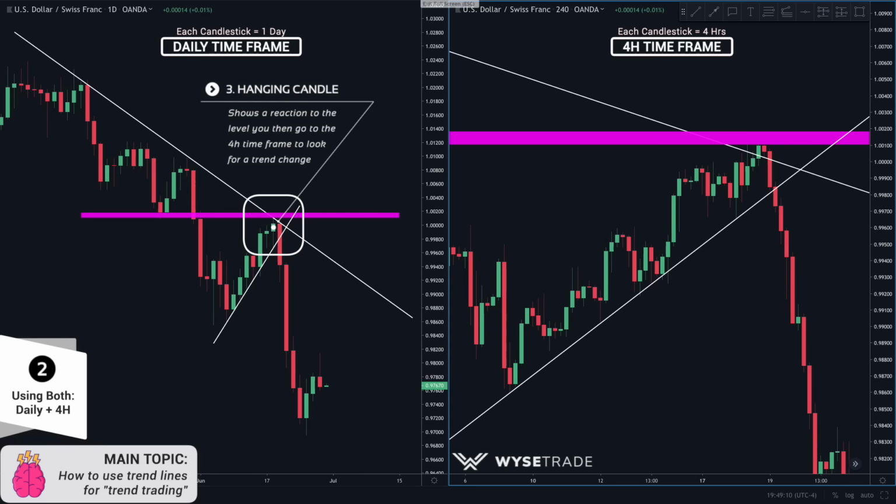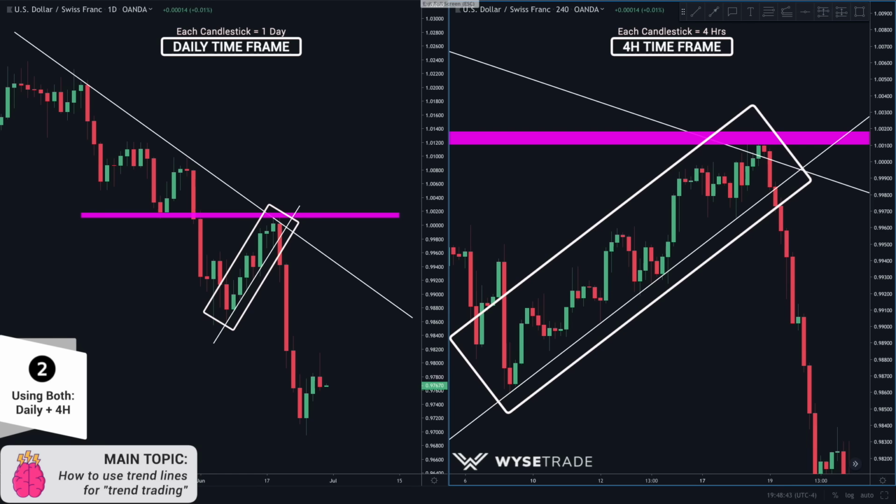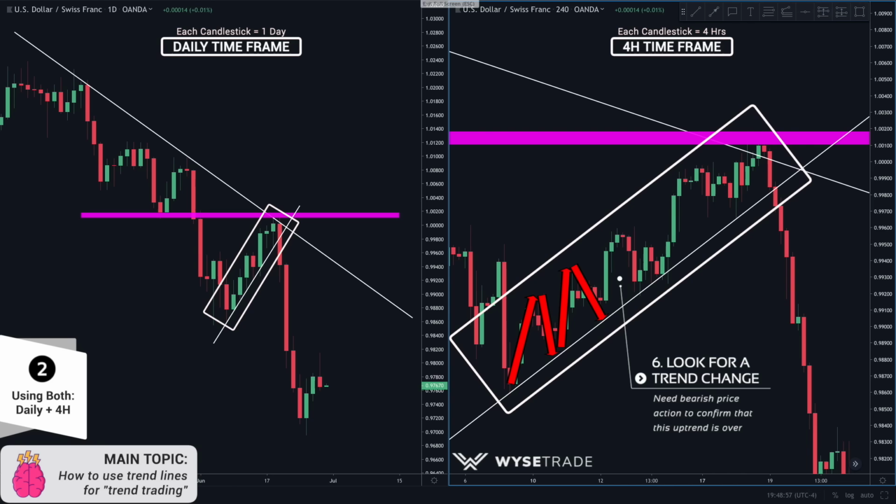But because on the daily time frame you cannot see deeper into the short-term uptrend, you needed to use the 4-hour time frame to look deeper into it. Here in the 4-hour time frame, we were then looking for a trend change on this moving uptrend so that the short-term uptrend could turn bearish to match the long-term bearish downtrend. You have a run, a pullback, a run, a pullback, a run, a pullback, a run, a pullback, a run. This is your clear uptrend because price is making higher highs and higher lows.